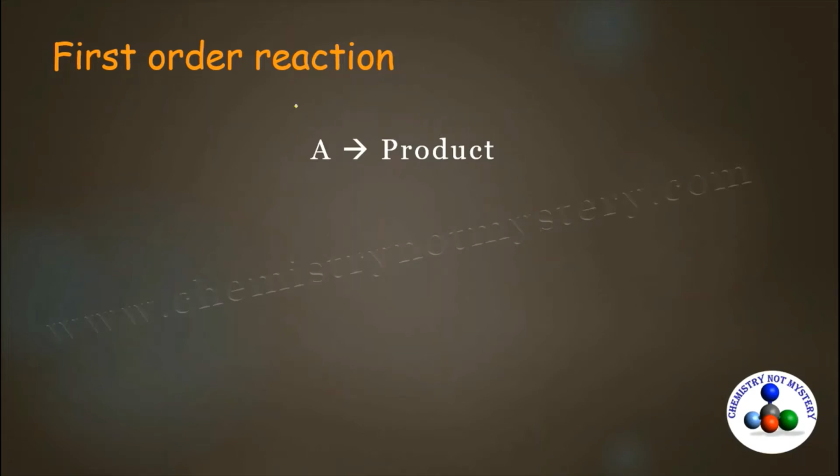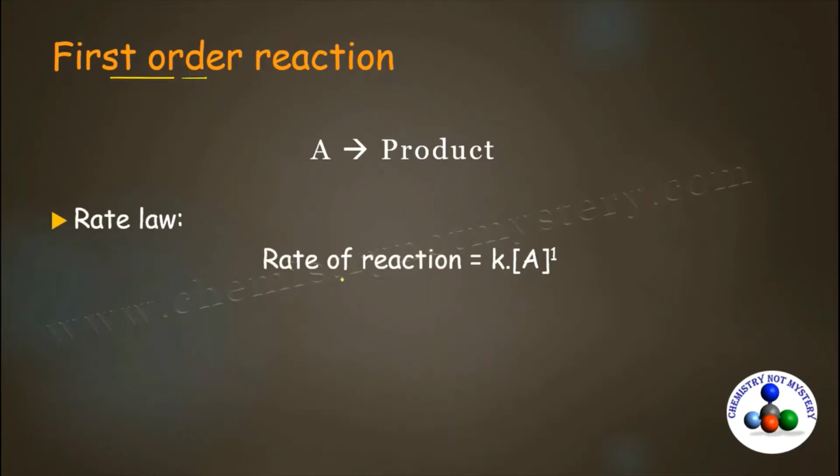In this video, we are going to discuss first order reaction. There is a reaction in which a reactant converts into product. When you write the rate law for first order reaction, you will get rate of reaction is equal to rate constant multiplied by the reactant concentration raised to the power 1. Because here the order is 1, so the power is also 1.